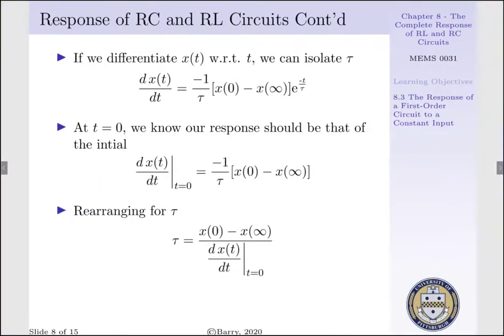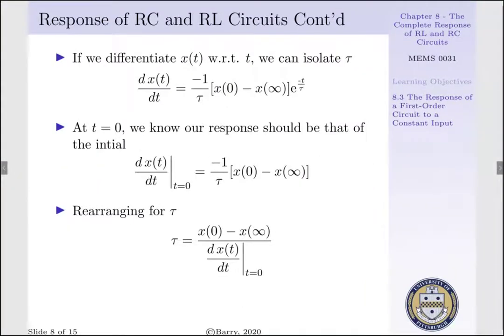If we rearrange for tau, we'd have tau would be equal to x naught minus x infinity. That is, our initial condition minus our steady state condition per the time rate of change of x of t with respect to t, evaluated at time t is equal to 0. Thus, we have a solution for our time constant.